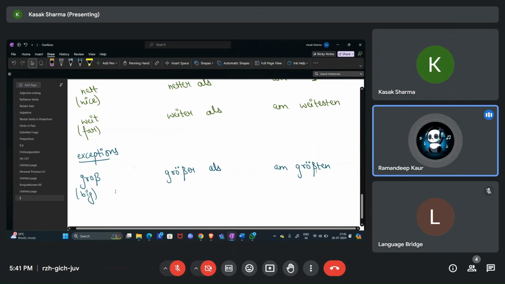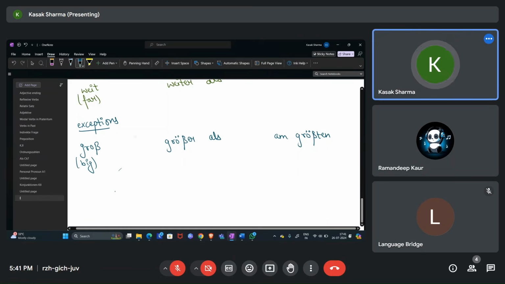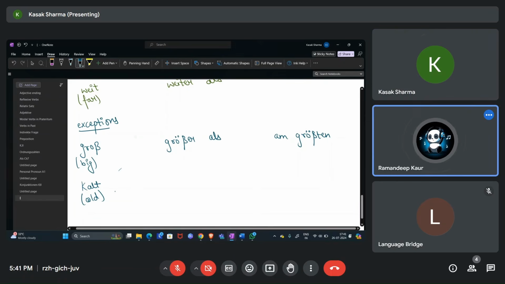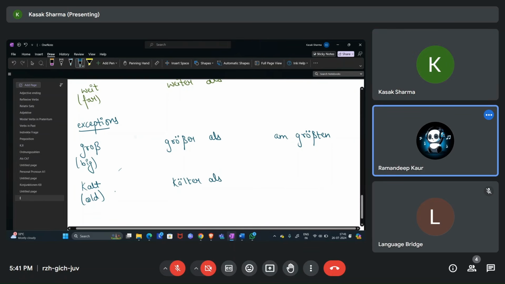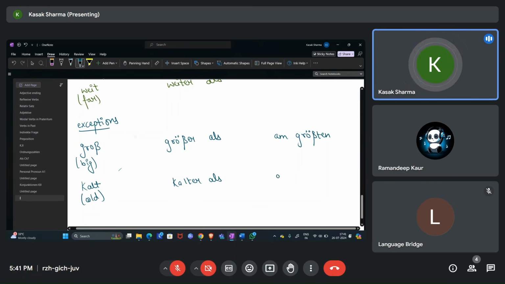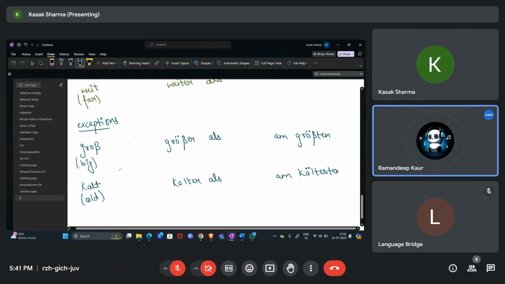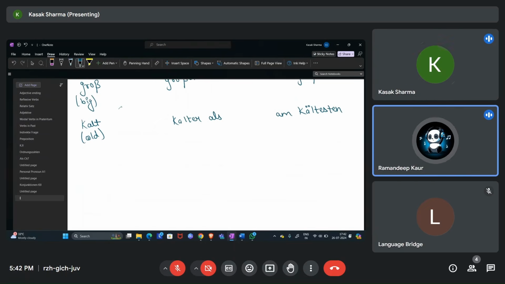Now the next one is kalt. Kalt means cold. Here also an a umlaut is added: kälter als, colder than. No, no, no, only for the superlative is it added: am kältesten. So it's kälter als and am kältesten.